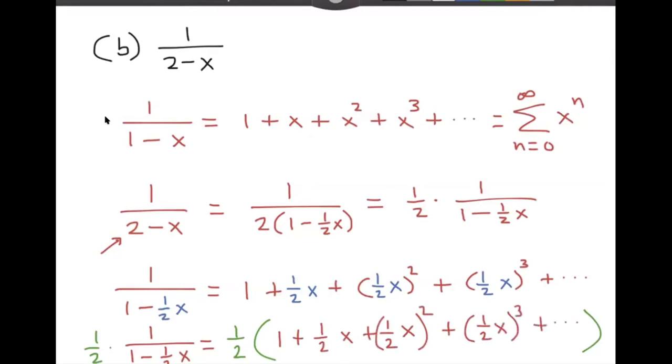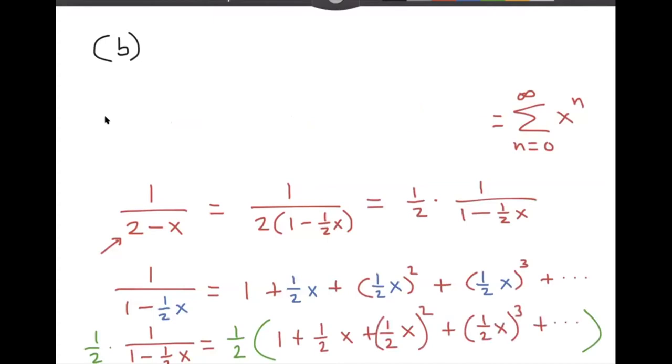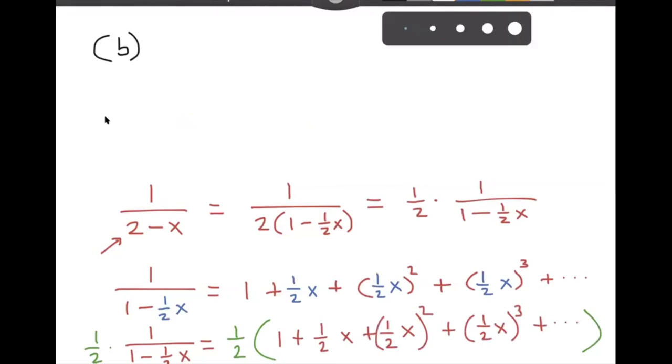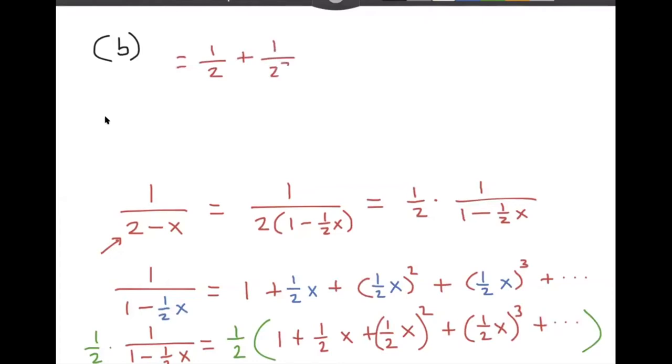Okay, so I have run out of room, so I'm going to go to the top. Okay, so that's going to look like, let's see, 1 half plus, I think I'm going to write this using exponents. It might make it a little easier to keep track of. 1 over 2 squared times x plus 1 over 2 cubed times x squared. And then the next term would be 1 over 2 to the fourth times x cubed.